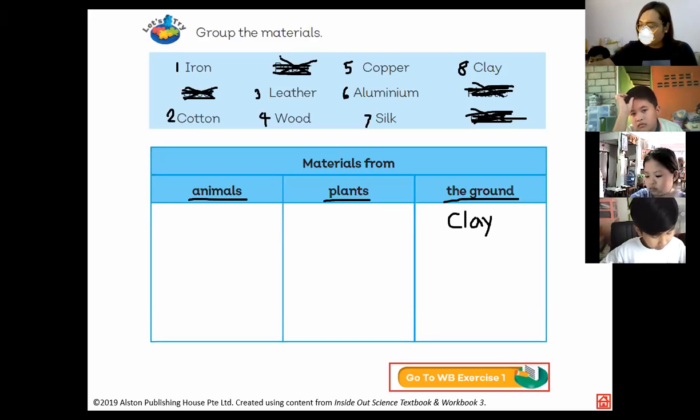Okay, this one, do not include the steel, paper, plastic, and glass. Only this one.